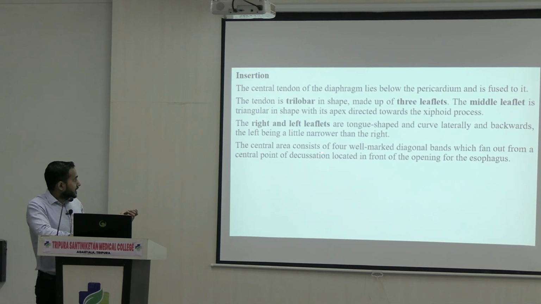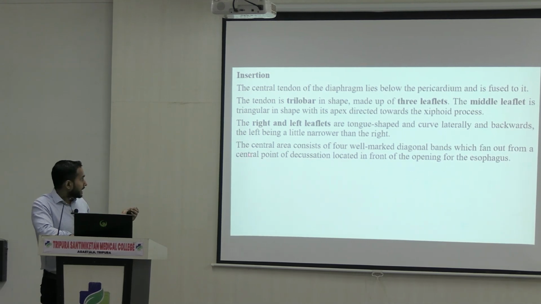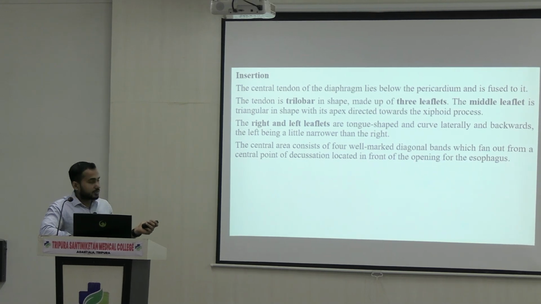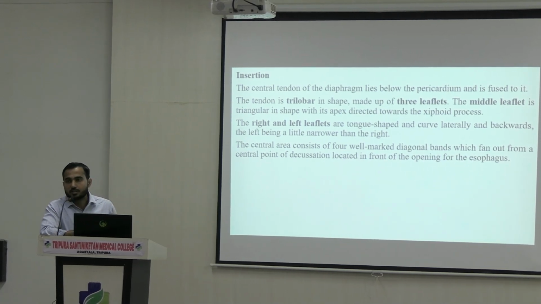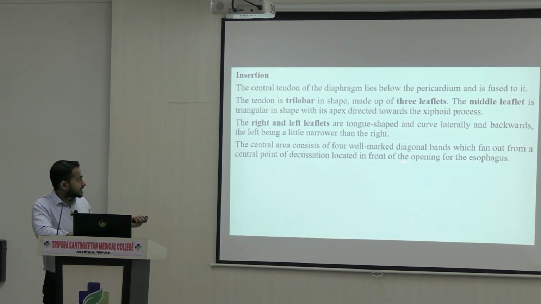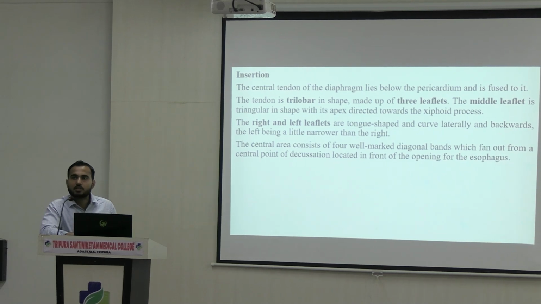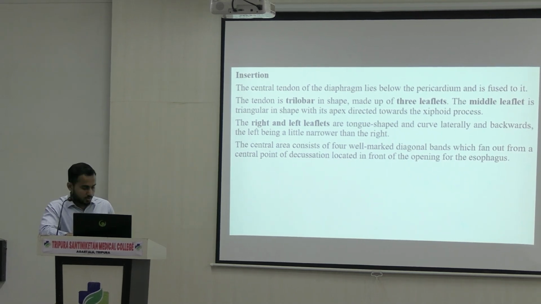Now the central area consists of well-formed diagonal bands. These are also important. These diagonal bands fan out and decussate in front of the opening of the esophagus. So bands of fibers are there which decussate, and that decussation takes place in front of the opening of the esophagus. In that particular part, the opening of the esophagus is situated.